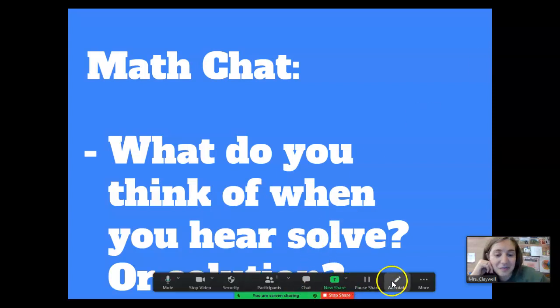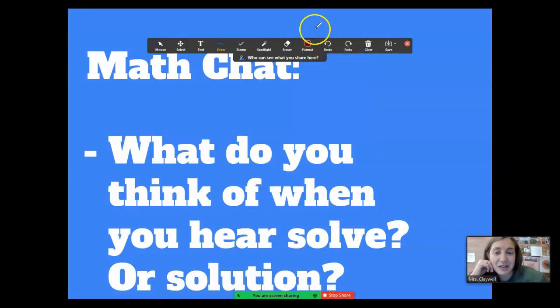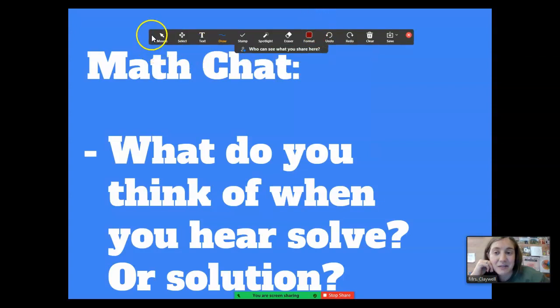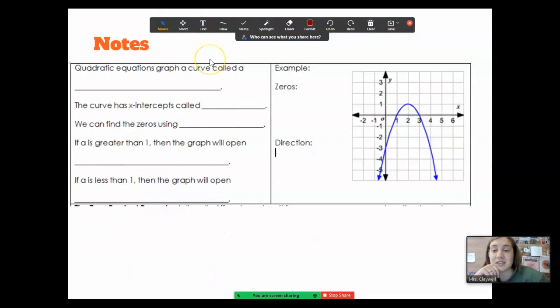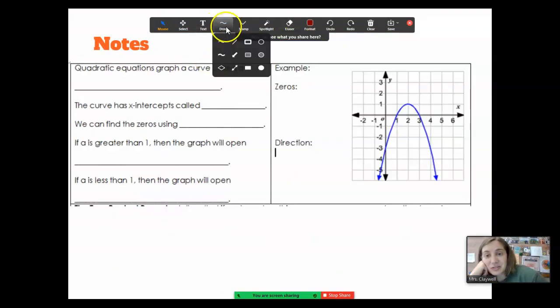There we go. So we're going to keep in mind that we're trying to find the x and y value that would make a statement true. As we start, this is what a note should look like. So we talked about what a solution is. A quadratic equation, when we graph it, makes a shape called a parabola.